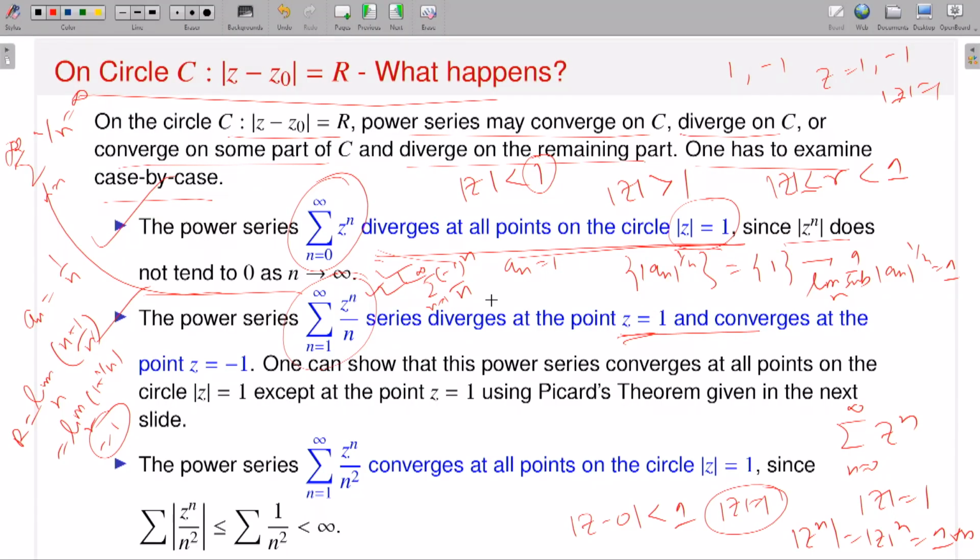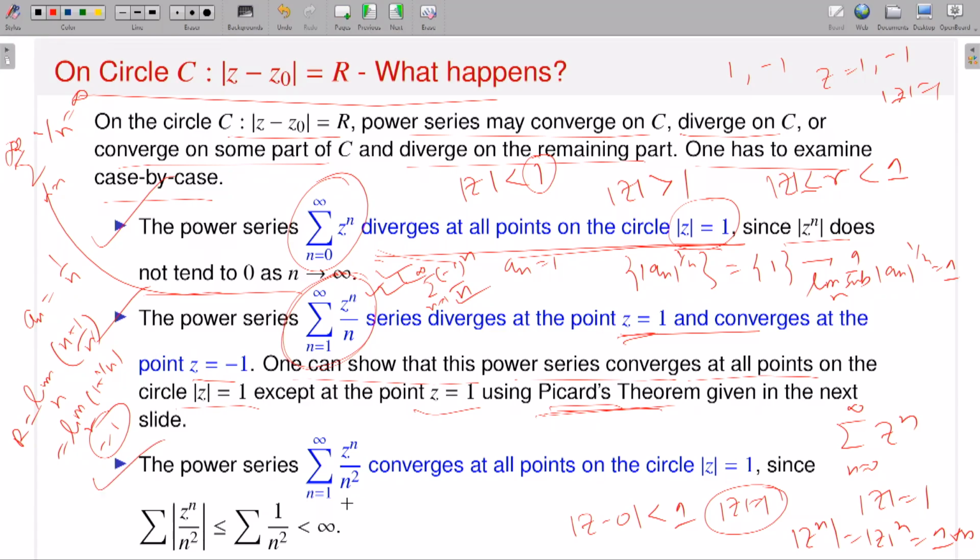So the series 1 by n diverges, but the series 1 minus half plus 1/3 minus 1/4, that is the alternating series, actually converges. Therefore at one point it diverges, but at the point minus 1 it converges. One can show that this power series converges at all points on the circle mod z equal to 1 except the point z equal to 1, using Picard's theorem. In the next slides I will have Picard's theorem. When I apply this theorem, you will see that this power series diverges at one point on the boundary of the domain of convergence, but at all other points on the boundary it converges.